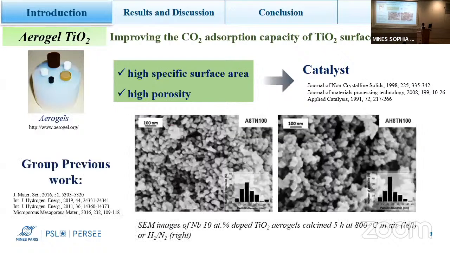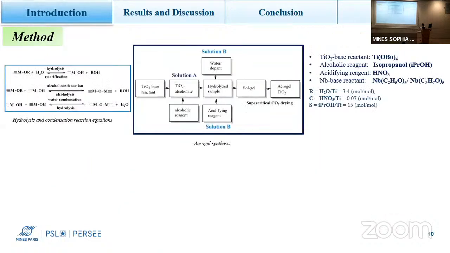Our group has a long history of synthesizing and applying different kinds of aerogel. One example is niobium-doped TiO2 aerogel. It gives really small TiO2 particle size, higher specific surface area, and is quite stable. My project was developed based on our previous work on niobium-doped TiO2. Here we use the sol-gel method to synthesize the gel, then supercritical CO2 drying to obtain the aerogel. The formula follows the previous work.